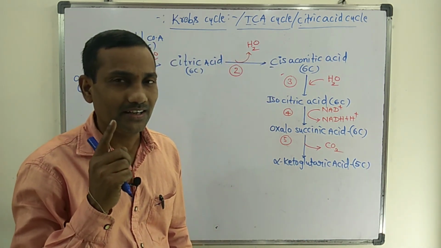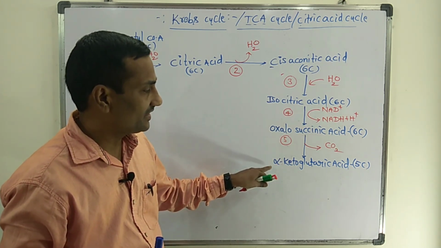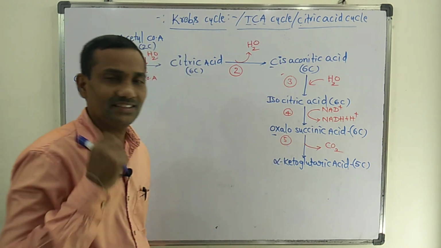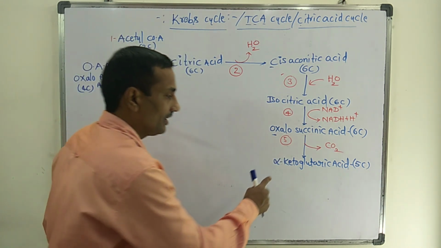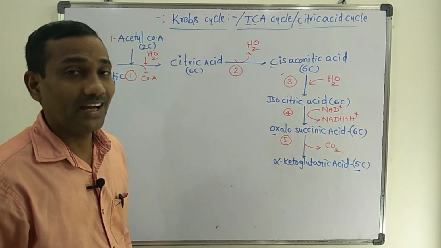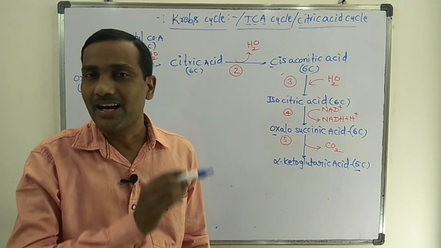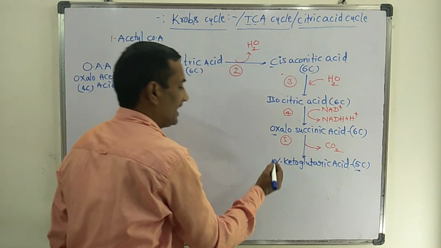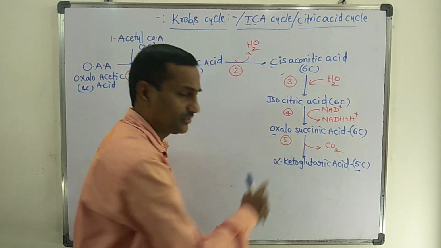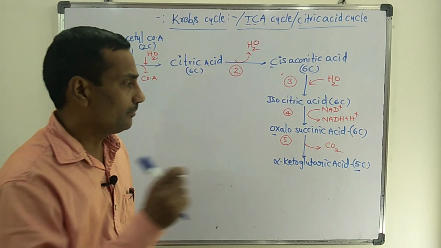1 carbon is removed going from oxalosuccinic acid to alpha ketoglutaric acid. So oxalosuccinic acid has 6 carbons, whereas alpha ketoglutaric acid has only 5 carbons. Only 1 5 carbon compound is there in the citric acid cycle, that is alpha ketoglutaric acid. Fifth step, that is the decarboxylation step.